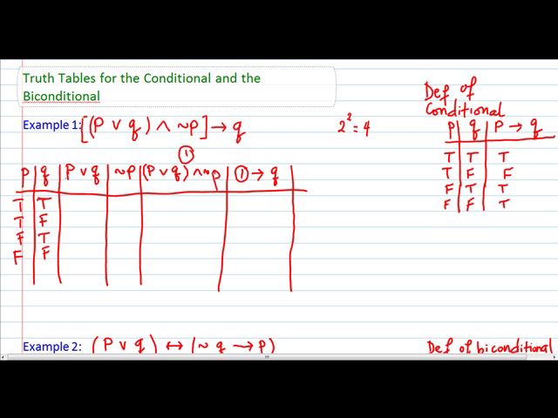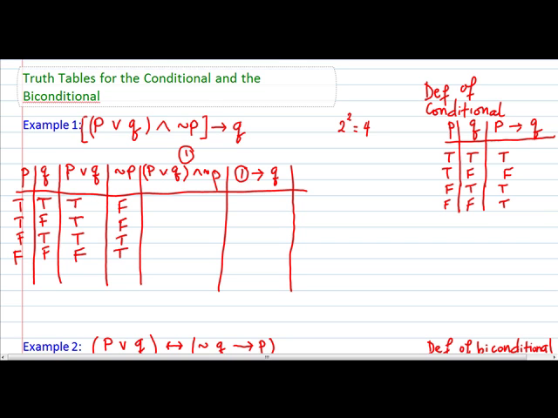So we have P or Q. True or true is true. True or false is true. False or true is true. False or false is false. Not P, so I negate this column. So I have false, false, true, and true.